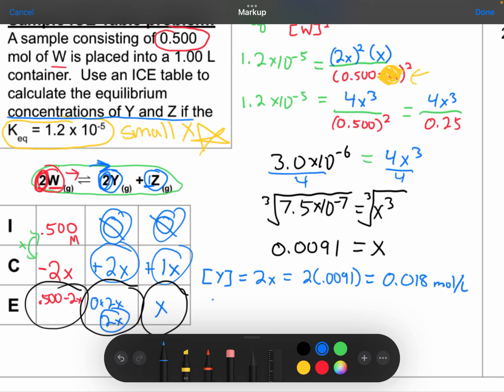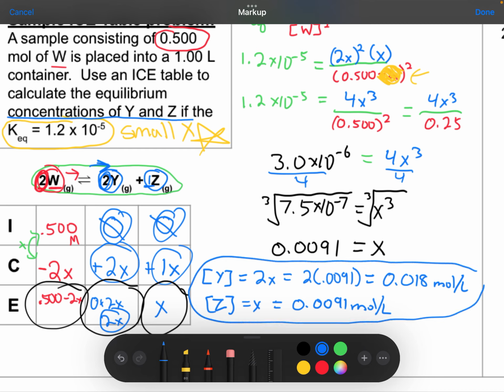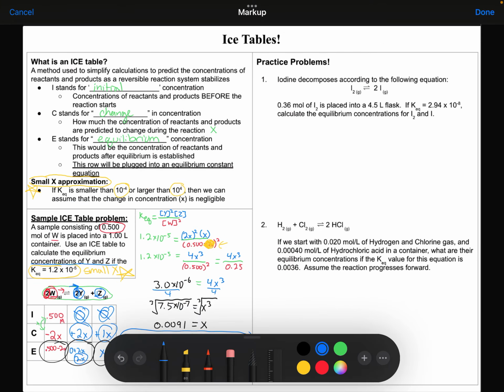For z, our concentration of z is actually helpfully equal to x, so I don't have to do any math whatsoever. I'm just going to say that x is equal to 0.0091, and again, that is moles per liter as my value. So this is my answer. So take a second. That was a lot. We're going to do another practice problem.